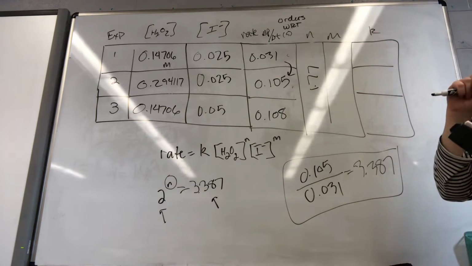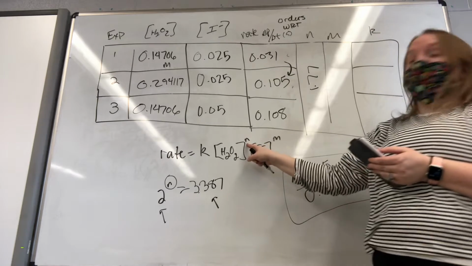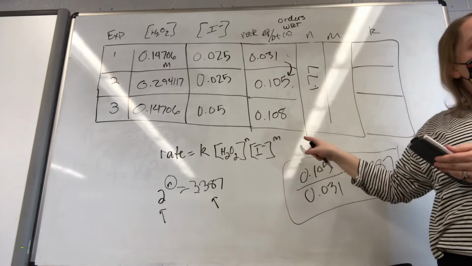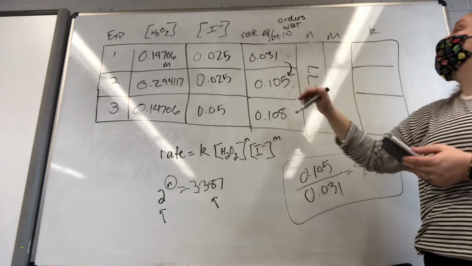What's the difference between N and M? N is the order with respect to H2O2. M is going to be the order with respect to I. So let's do I next.